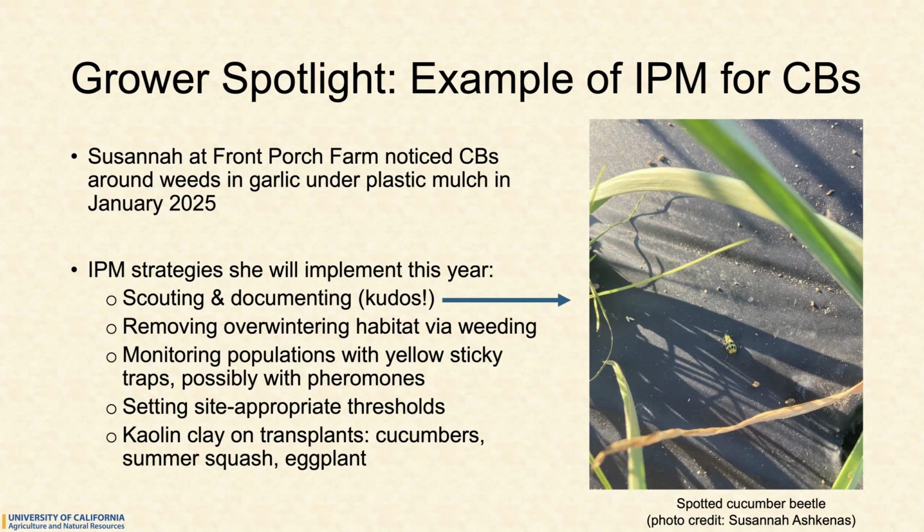So this is an awesome example of a way that a farmer can combine multiple different IPM strategies, document what's going on, what they're seeing, and then continually reevaluate and fine tune things. So not saying everyone needs to go out and do exactly what Susanna's doing, but this is just one example of how you can combine multiple strategies.